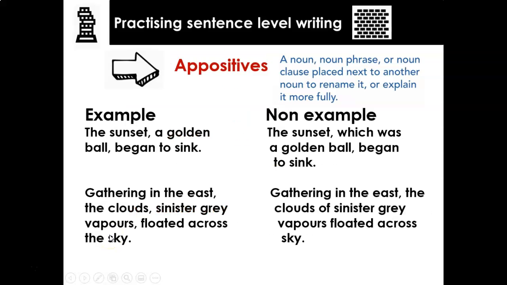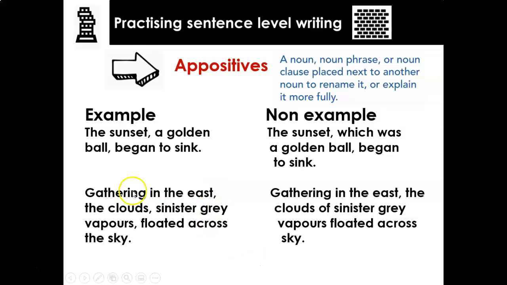So let's see. Again, here we've got an example. The sunset, a golden ball, began to sink. Now, here we go. We've got the sunset. There's our little comma, a little sign that something's being introduced or embedded. Now, to decide why it's an appositive, we've got our determiner. A golden ball began to sink. Now, we could say the sunset began to sink. We could say a golden ball began to sink. And both options work.